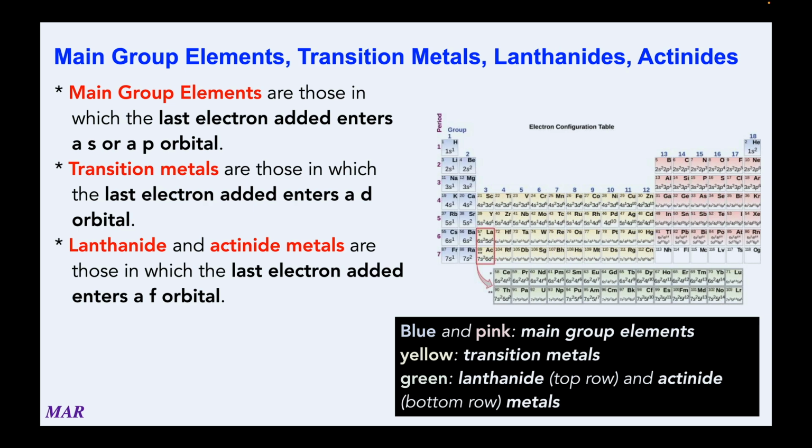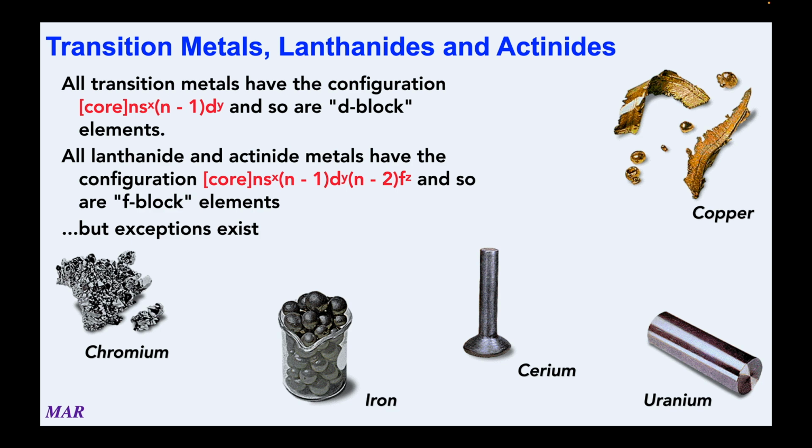The s's are the two columns on the left-hand side and helium. The p's are the 6 columns on the right, not including helium. The transition metals are the groups in the middle, and those are essentially d electrons, while the lanthanides and actinides at the bottom are f orbitals. When it comes to transition metals, almost all of them have some kind of noble gas core, ns x, (n-1)d y, all right? And I'm sure that's as clear as mud, so we'll show some examples of that here in a little bit.